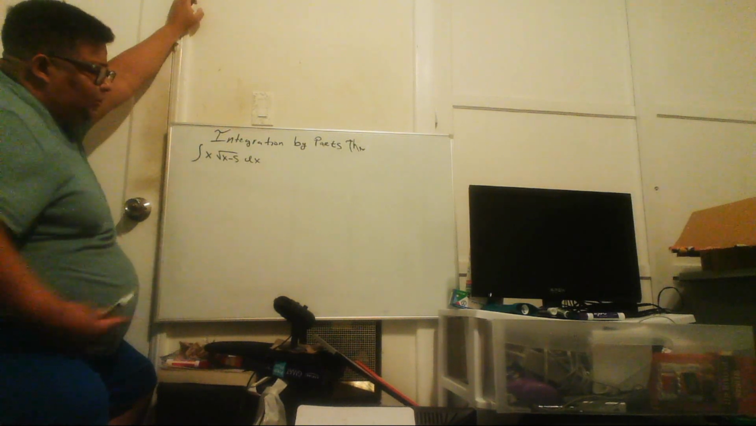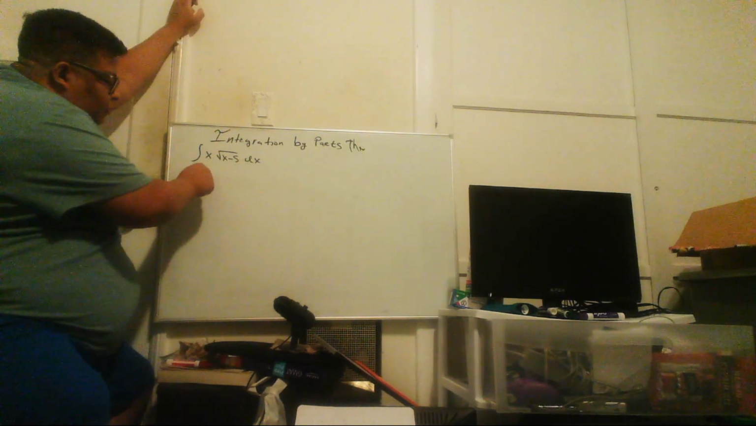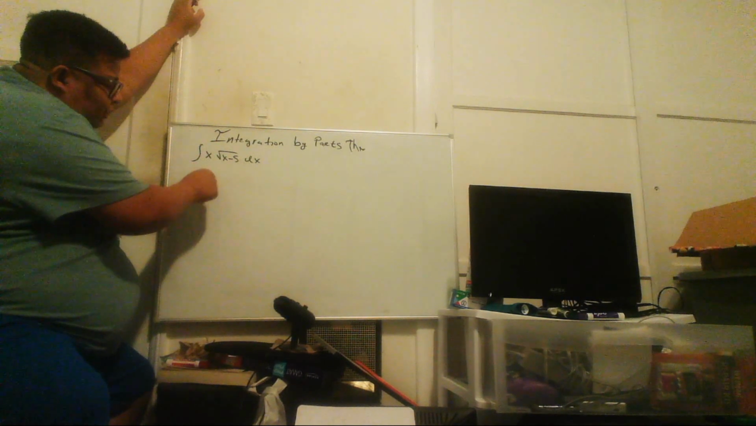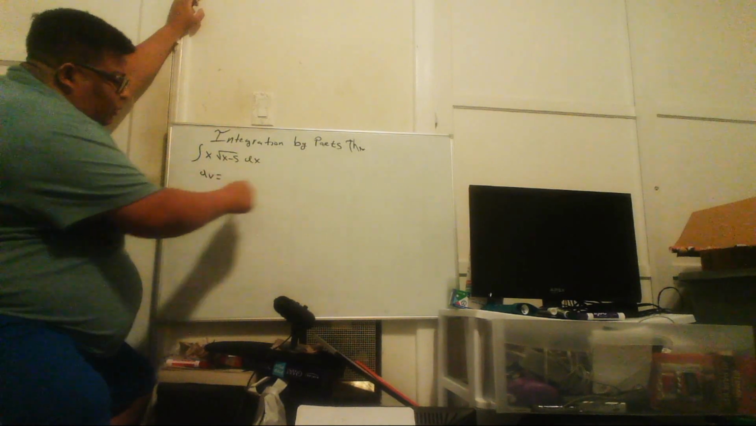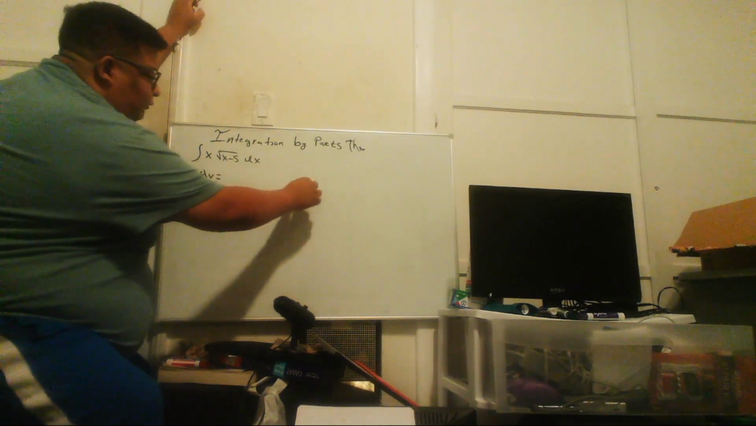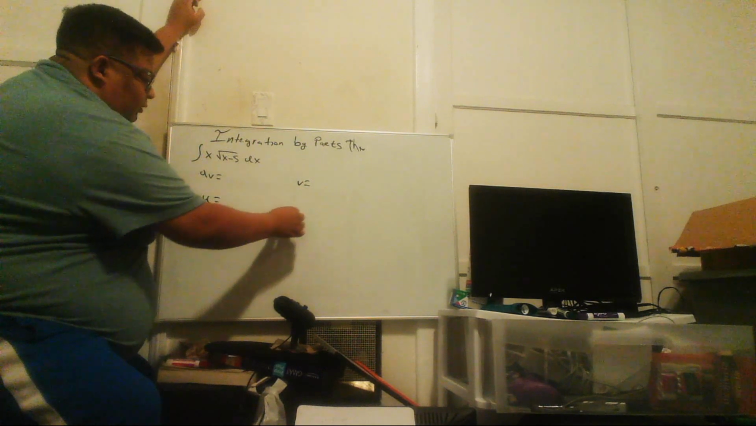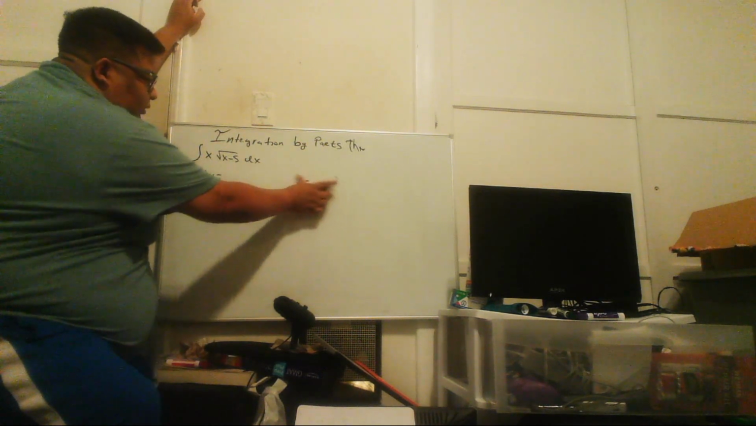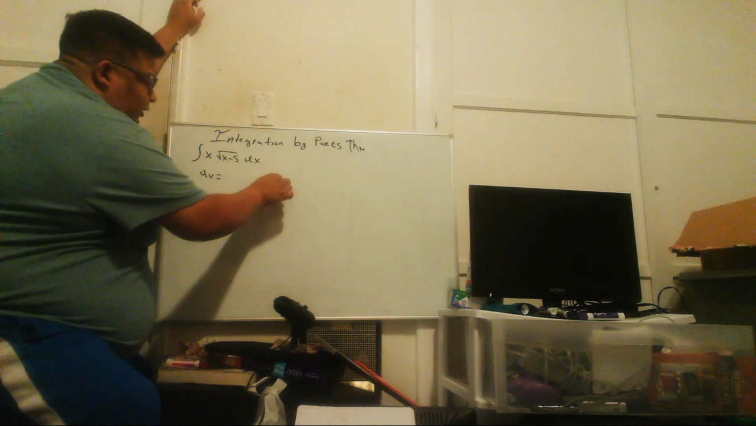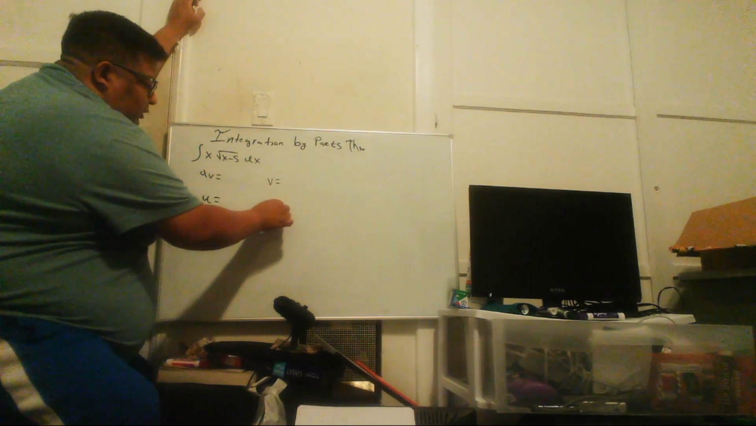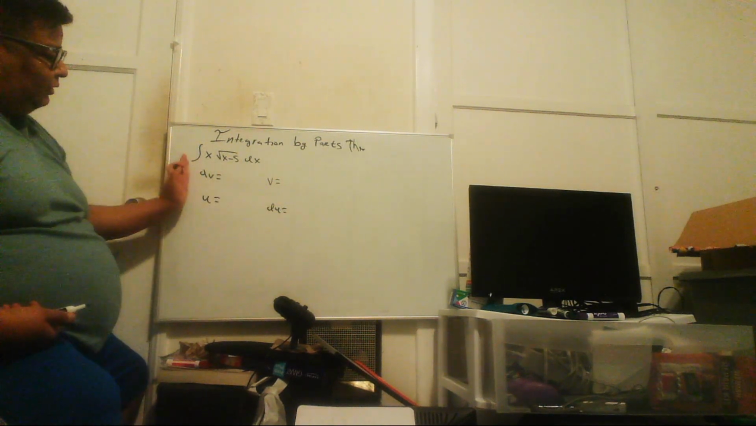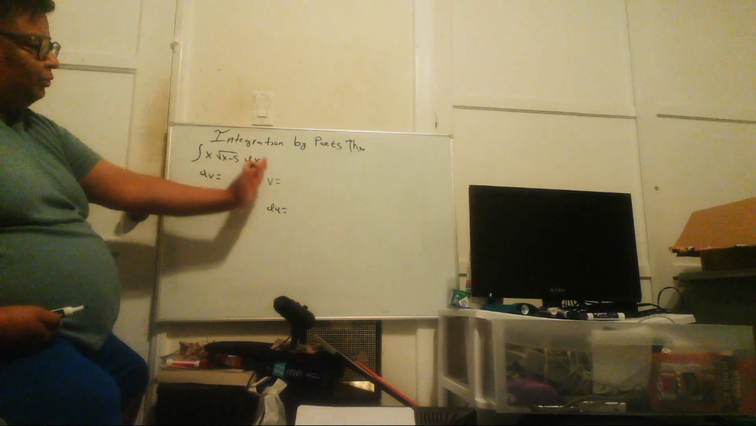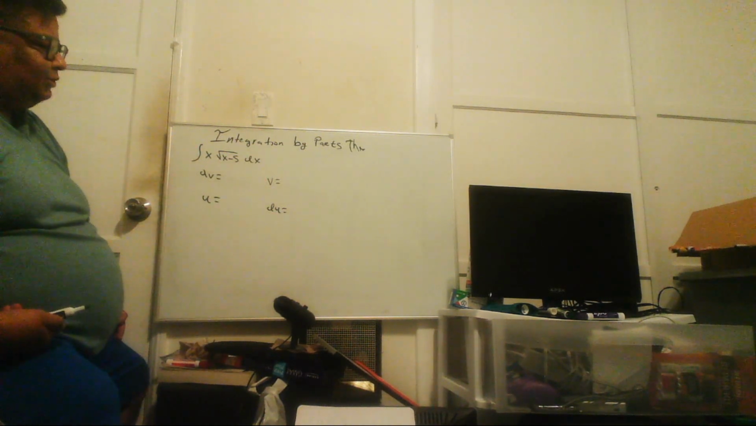Okay, so for integration by parts, let me tell you how I do it. First, you put dv here, then underneath you put u, and then on the side you put v, and here you're gonna put du. The reason I put it in this order is because if you go vertically, that's how you input it into the integration by parts formula.